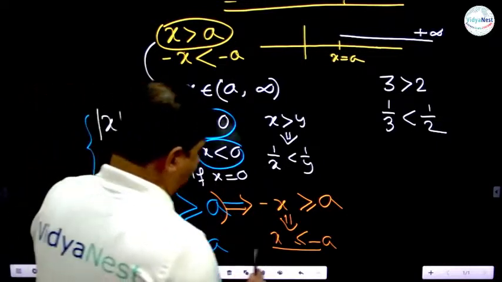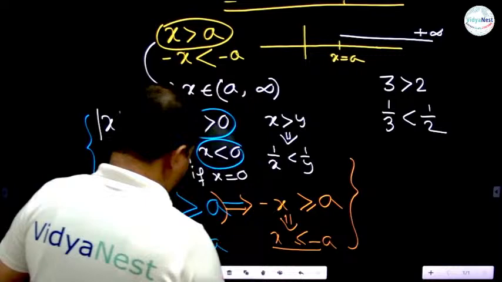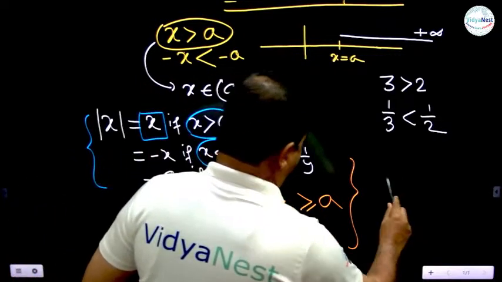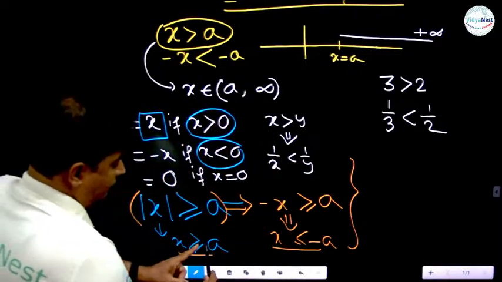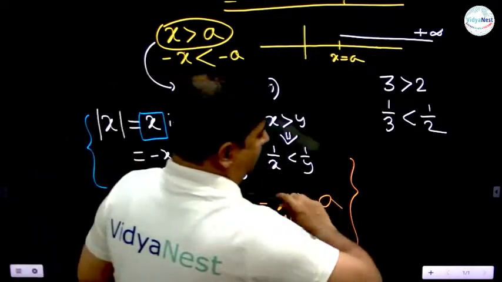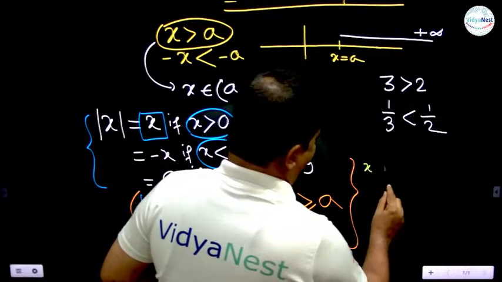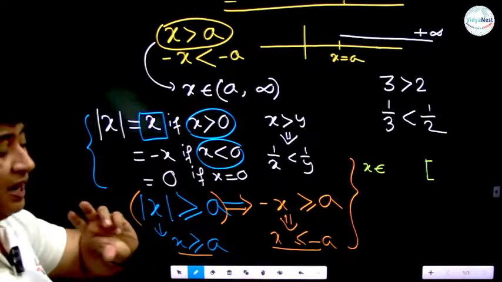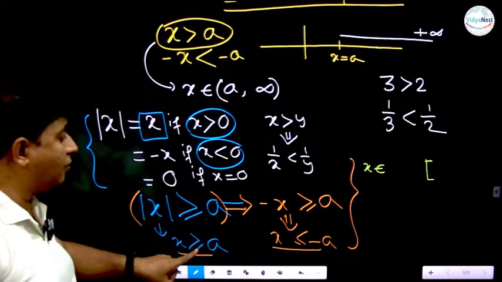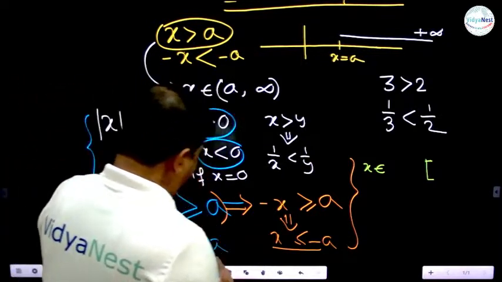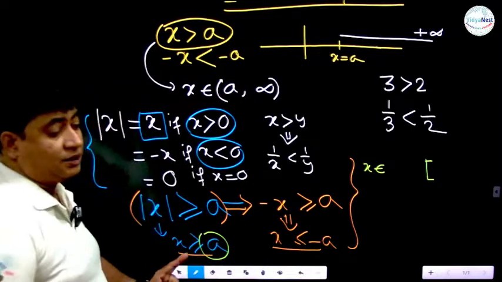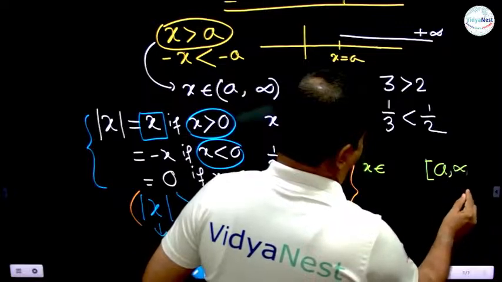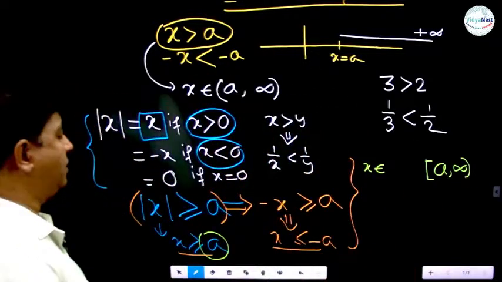Here you see, x starts with a and there is no upper bound. So x belongs to, it starts with a. Now the question is, what bracket can I put? Greater than or equal to a is given, so I will include a. A's inclusion is required. So this is a, with no ending, to positive infinity.